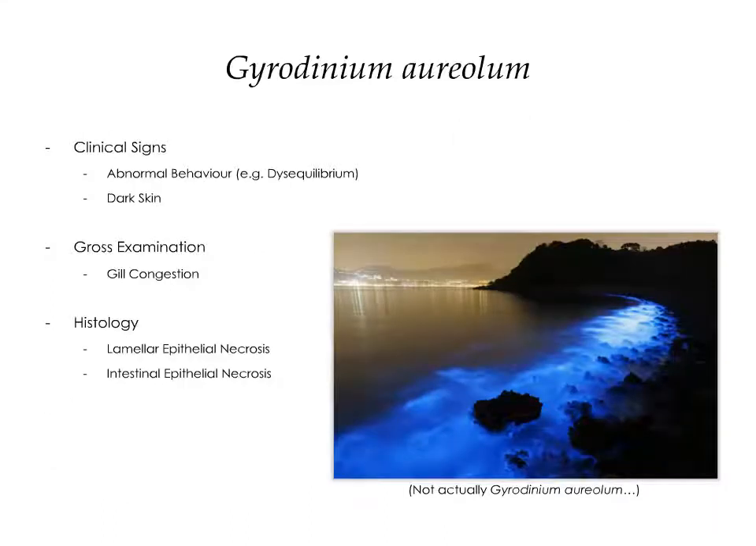Clinical signs within affected fish include abnormal behavior and darkened skin. Examples of abnormal behavior include disequilibrium. On gross examination, the gills are congested. Histologically, there's also widespread degeneration and necrosis of the epithelium throughout the intestinal mucosa and the gill lamellae.